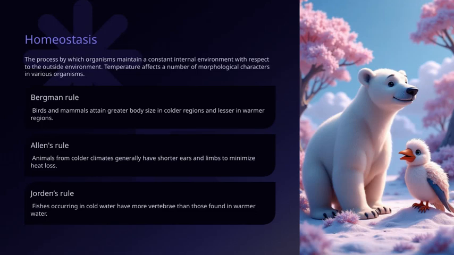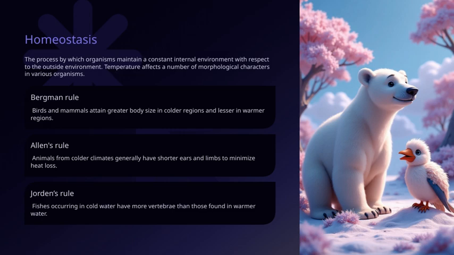Let's take a closer look at some fascinating adaptations in animals related to their environment. Fishes that live in cold water tend to have more vertebrae compared to those in warmer water. This is actually explained by Jordan's rule, which suggests that colder environments promote certain physical traits. Now, moving on to animals from colder climates, according to Allen's rule, they often have shorter ears and limbs. This helps minimize heat loss, which is crucial in such environments.